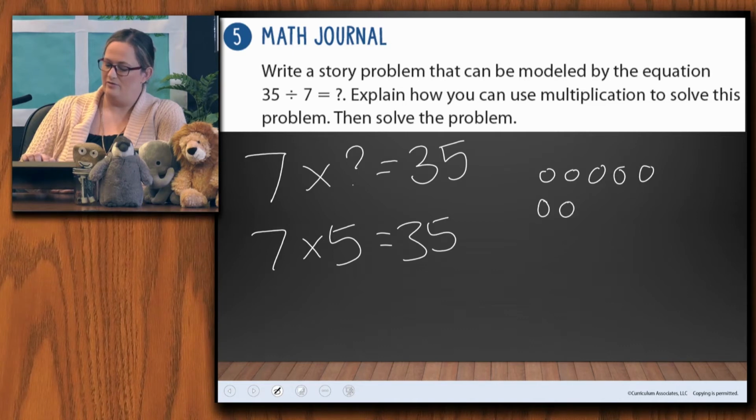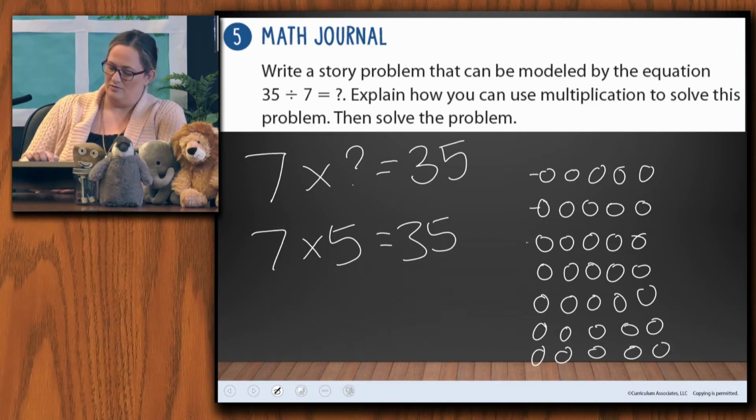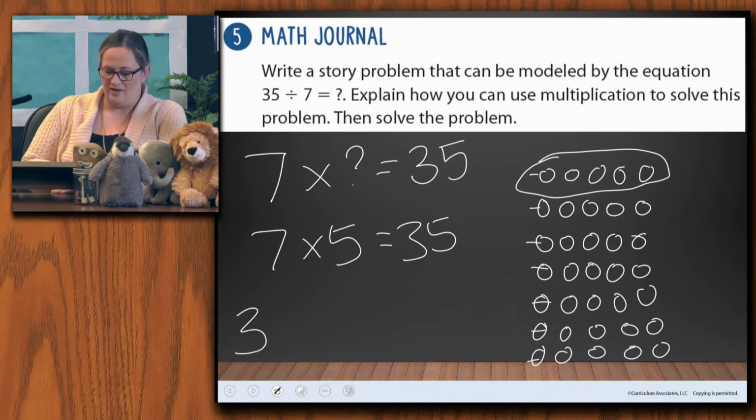5, 10, 15, 20, 25, 30, 35. 1, 2, 3, 4, 5, 6, 7 neighbors get 5 cinnamon rolls each. So 35 divided by 7 equals 5.